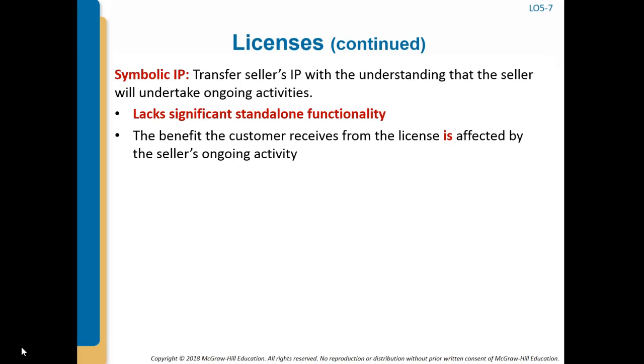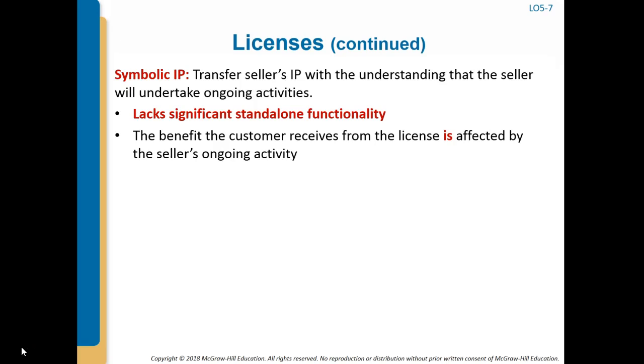Examples of this functional intellectual property include software like Microsoft Office, drug formulas, and media content like books, music, and movies. For licenses of functional intellectual property, sellers typically recognize revenue at the point in time that the customer can start using the IP.